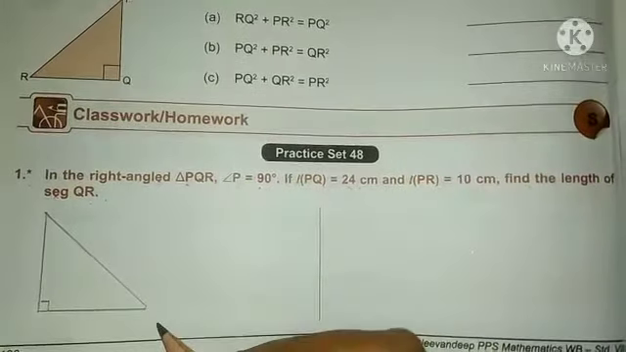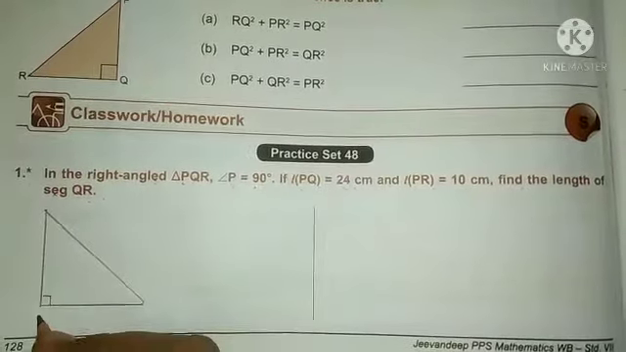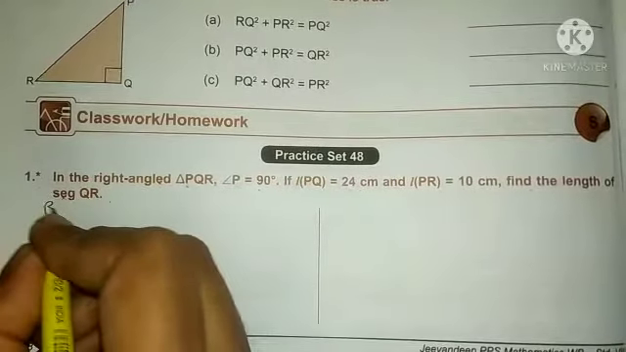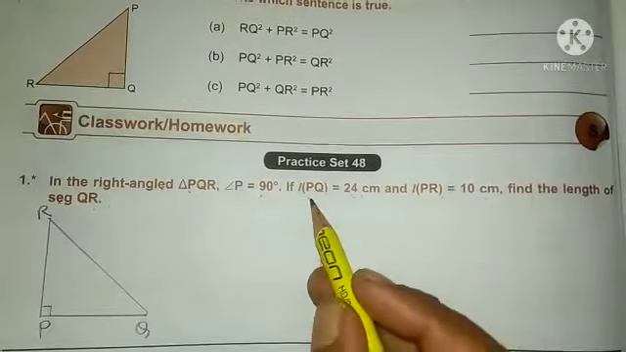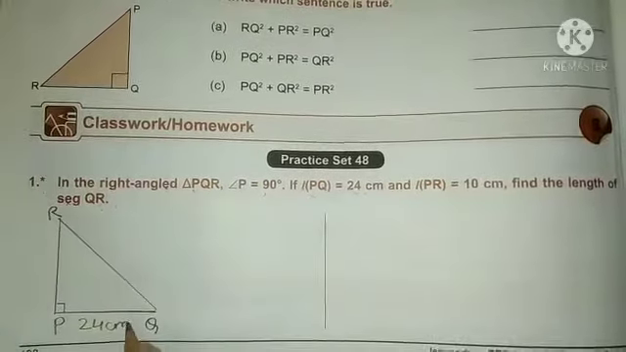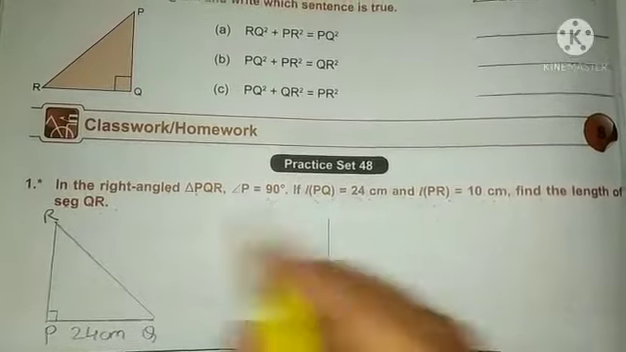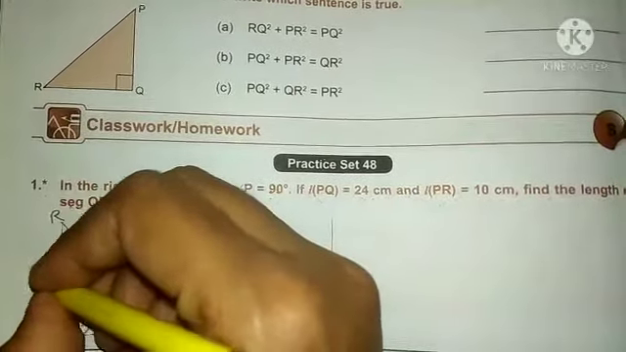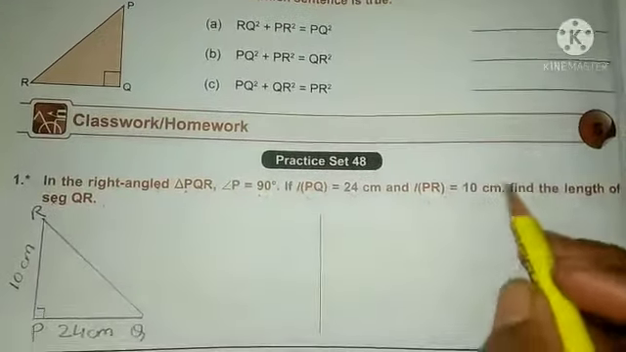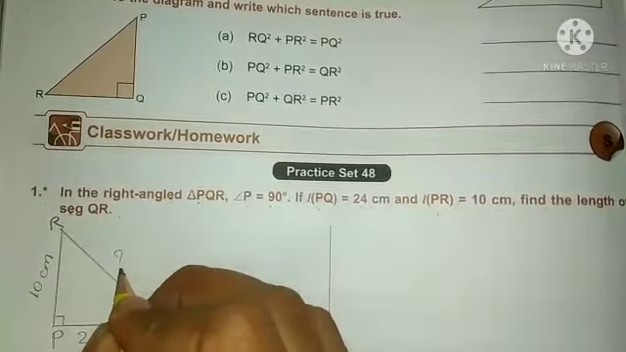Now see how you will give the names. Here angle P is given as 90 degrees, so you will mark like this: P, Q and R. Understood? What is the length of PQ? That is 24 centimeters, so we write down 24 centimeters here. Length PR is given as 10, so PR is 10 centimeters. Find the length of segment QR.